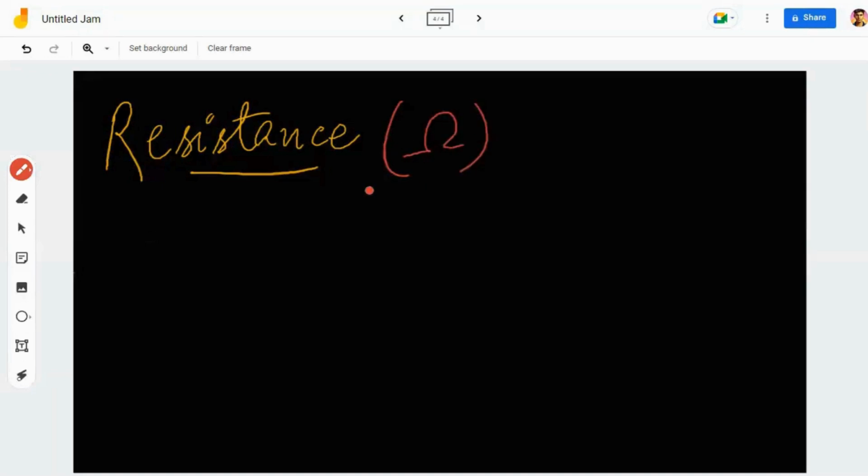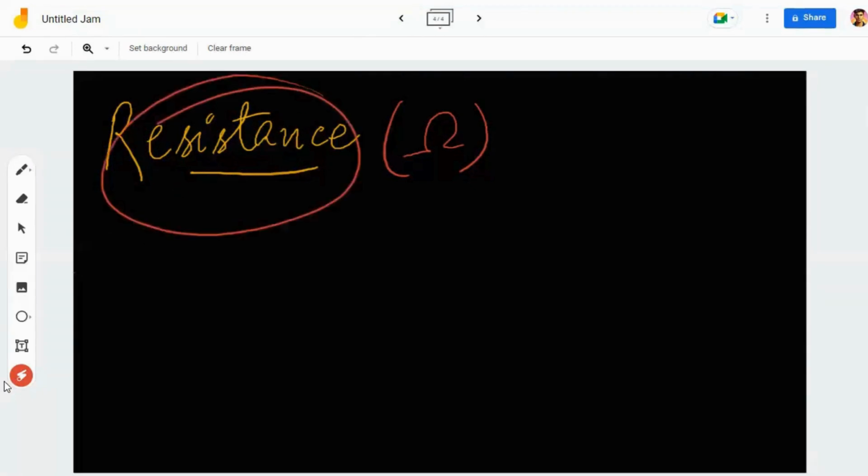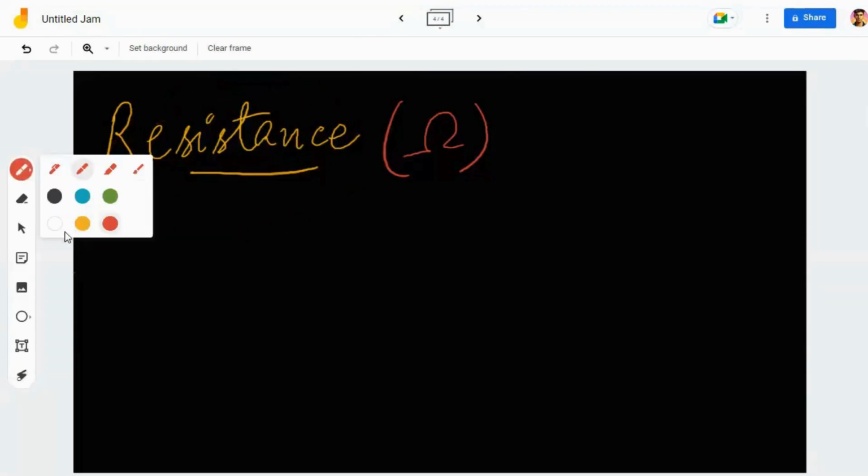So this is nothing but a measure of how much resistance the flow experiences. For example, imagine yourself running in a crowded place. You will be experiencing a lot of resistance, a lot of obstacles on the way. You may get pushed by someone, you may collide into somebody. So all that comes into the concept of resistance.